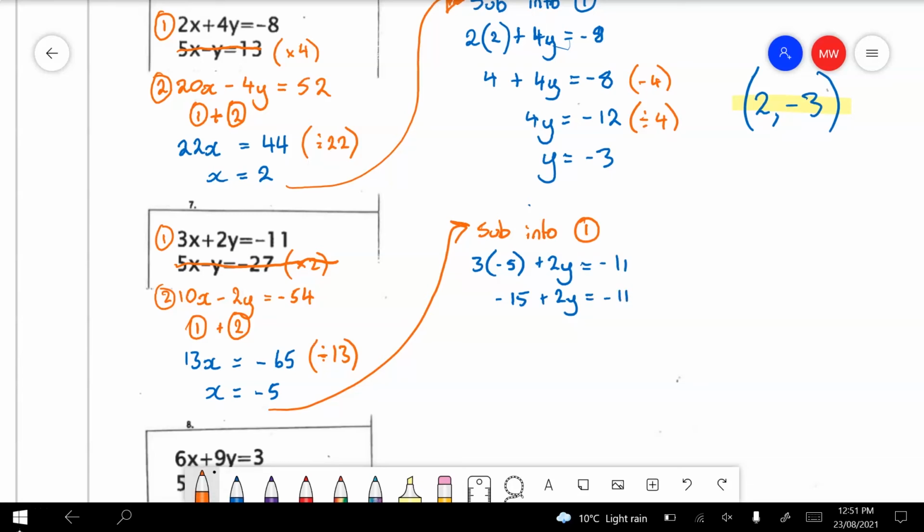Let's use the balance method, so we will add 15 to both sides. We'll find that we've got 2y, and that will equal 4. Let's divide by 2 both sides, and we'll be left with y is 2. So our final answer is, when x is minus 5, y is 2.